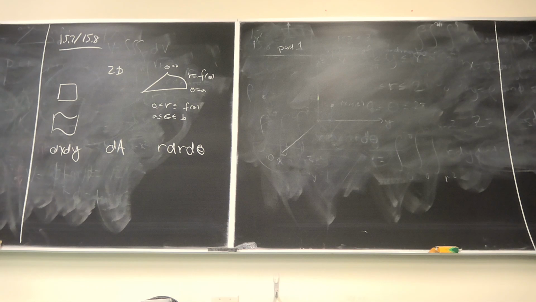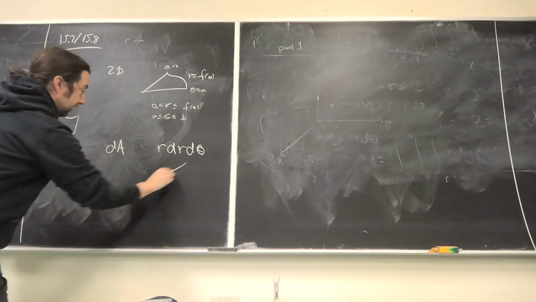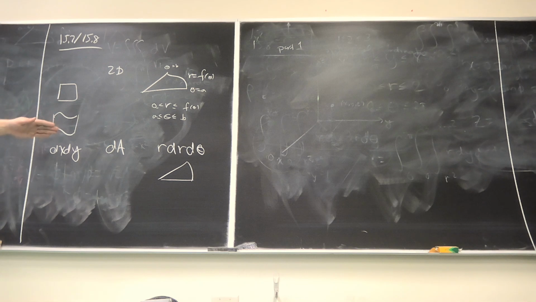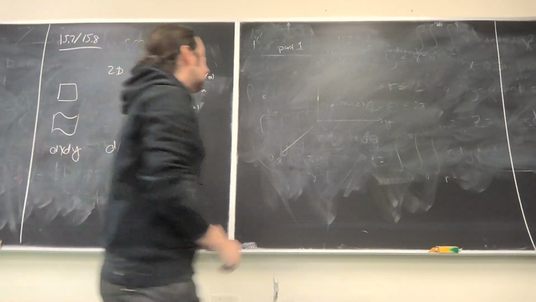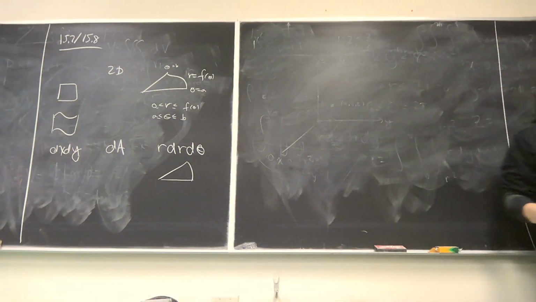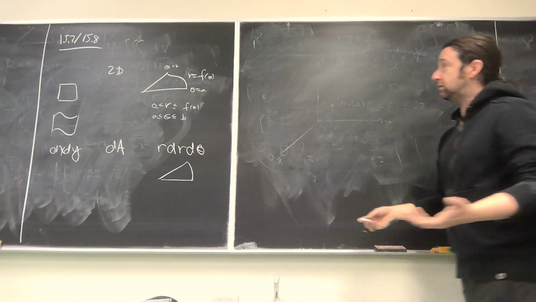So when thinking about things as pieces of circles was natural, I used polar coordinates. And when it's natural to think about regions as broken up into rectangles or bounded by x's and y's, I use rectangular coordinates. So the point of 15.7 and 15.8 is to extend that kind of thinking to the ideas that we learned about in 15.6.